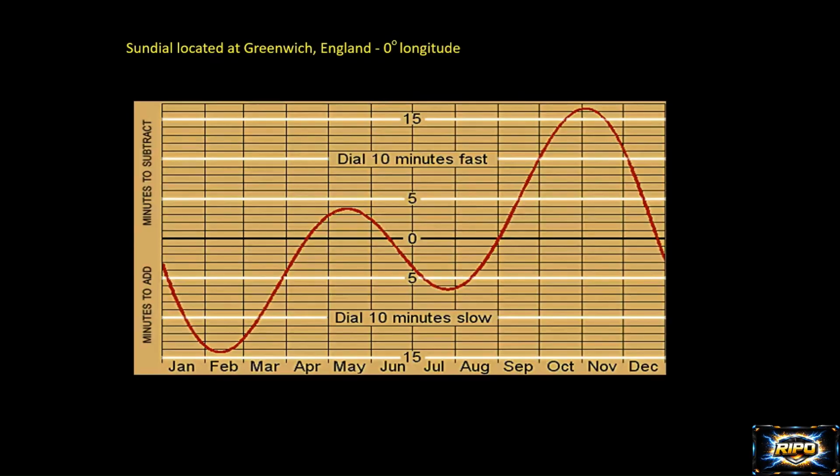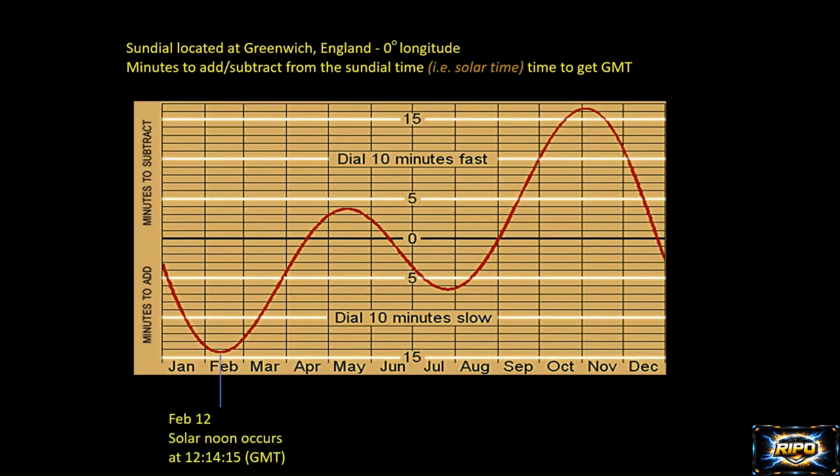The graph shows for Greenwich the difference between solar time and GMT. This variation runs between the sundial being 14 minutes and 15 seconds slow on February the 12th, so when it shows a time of 12 noon, it will be 12:14 and 15 seconds GMT. The sundial being 16 minutes 25 seconds fast on November the 3rd, so when it shows a time of 12 noon, it will be 11:43 and 35 seconds GMT.